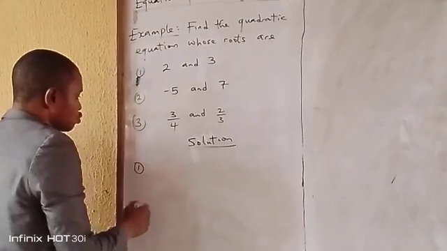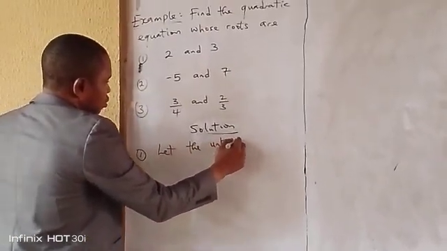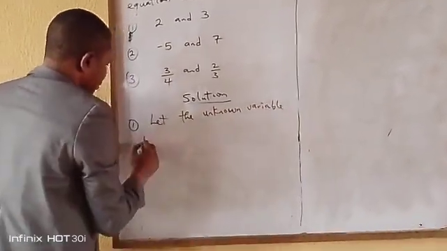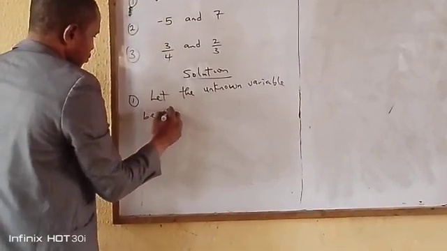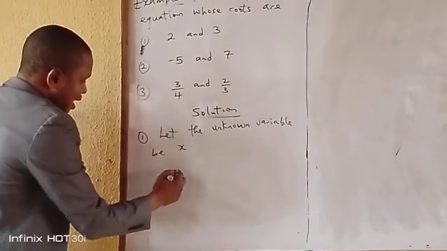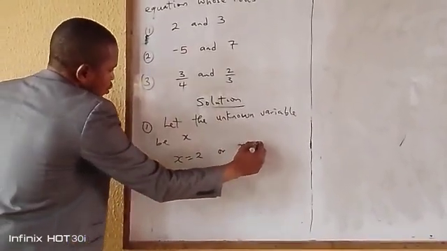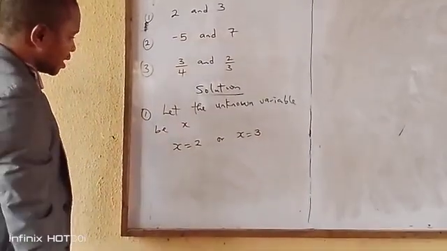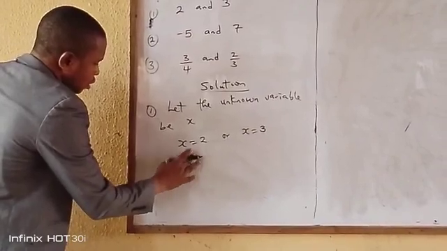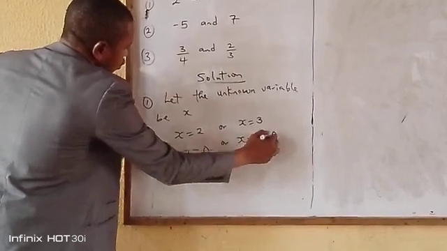The first thing that you need to do, let the unknown variable be x. So if you want to solve number 1 now, you are going to assume that x is equal to 2 and at the same time x is also equal to 3. So by the time you solve it further, we are going to have x minus 2 is equal to 0 or x minus 3 is equal to 0.